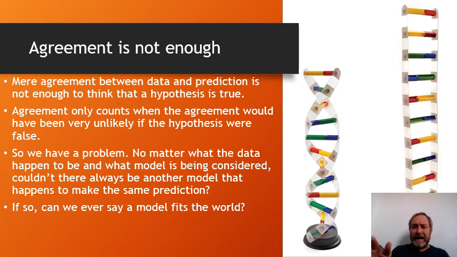So this may seem to be a problem as well, right? No matter what the data happens to be, couldn't you always come up with another model that happens to make the same prediction? And if so, could we ever say that a model fits the world? Because there's always another option, right? Well, in principle, ultimately, yes, right?